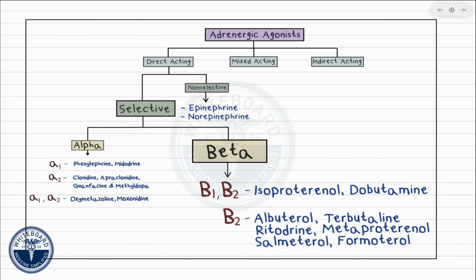After discussing the direct-acting alpha-adrenergic agonists, let's now move on to the direct-acting beta-adrenergic agonists. In this lecture, we'll discuss the drugs that activate both beta-1 and beta-2 adrenergic receptors, as well as the drugs that selectively activate beta-2 adrenergic receptors.